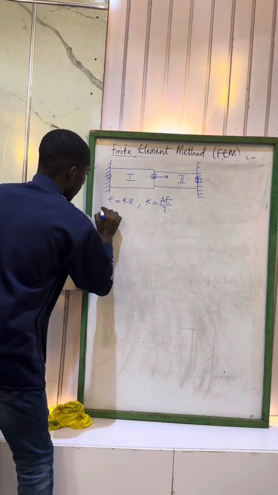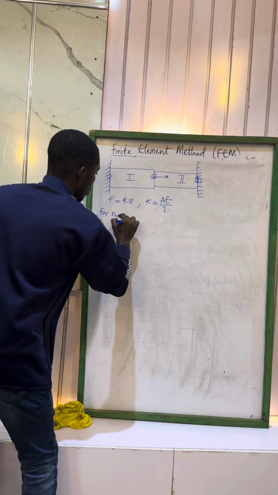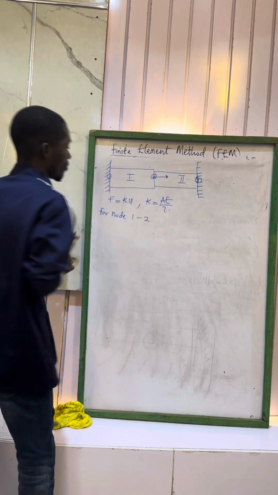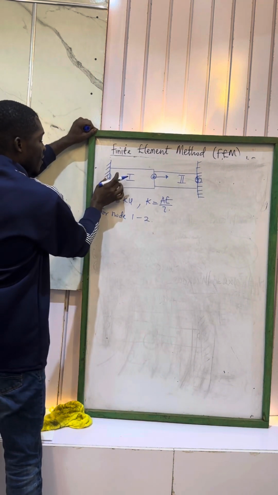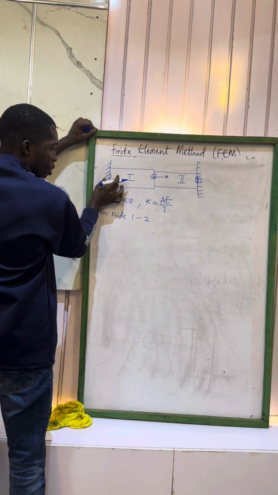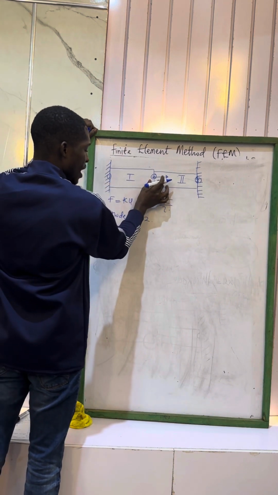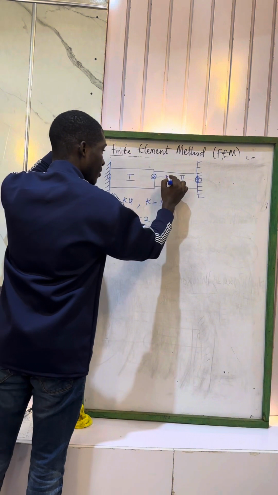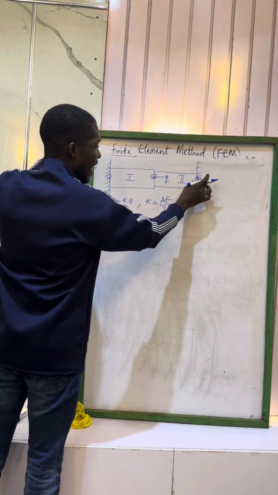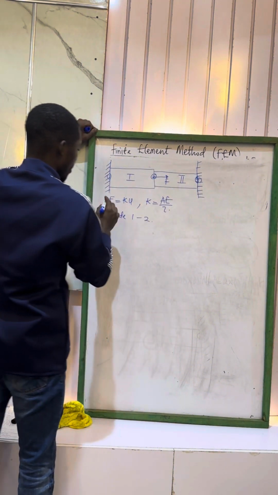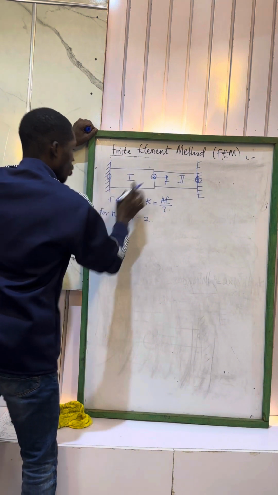So F equals KU, then K is AE over L. A is the area, E is the Young's modulus, and L is the length. So from here, we are going to form the matrix. Consider node 1 to 2. Let the force formed here be F1 and the force formed here be F2. But remember that this force has a name, so we are still coming back to that. And the force formed there should be F3.